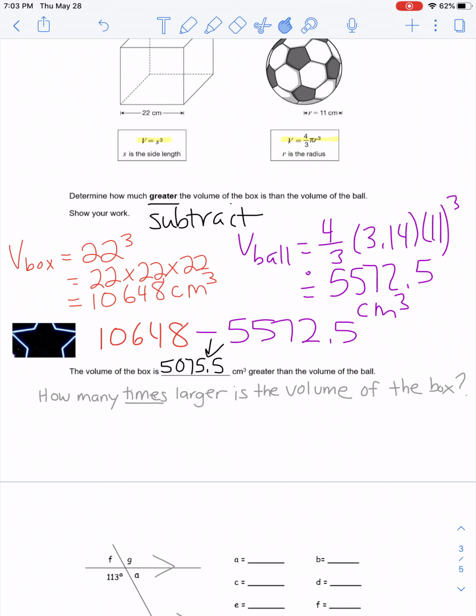Compare this question with how many times larger is the volume of the box. The word times means multiply. So when we're looking for how many times larger is the volume of the box, we have to do the opposite. We have to divide. So that would be asking us to take the volume of the box and divide it by the volume of the ball.